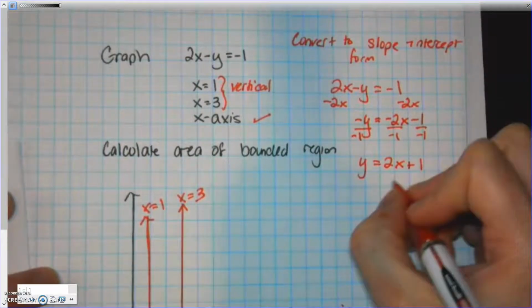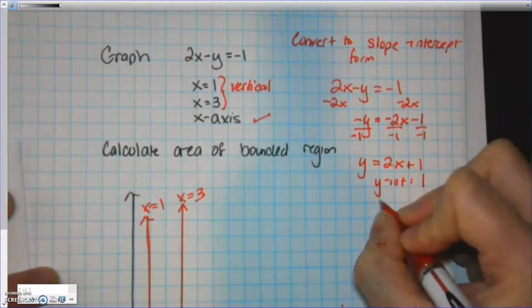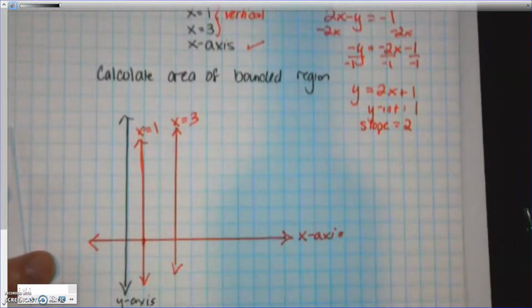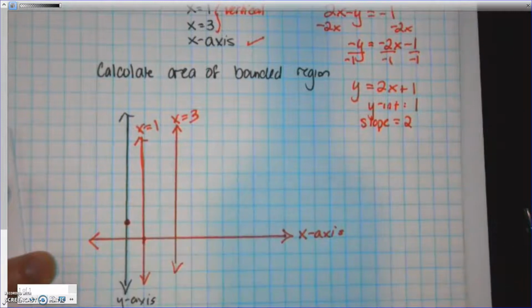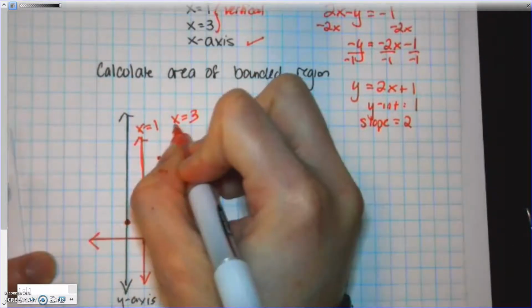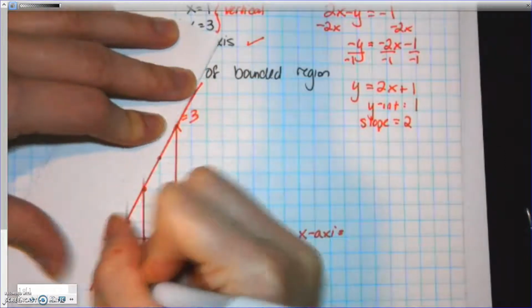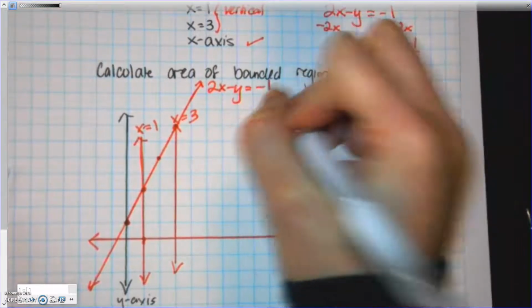So when I'm graphing this, I know that my y-intercept is 1, and my slope is 2. So I'm going to go to my graph, I'm going to go to a y-intercept of 1, and then up 2, over 1, up 2, over 1, up 2, over 1. And that is my line. So that is the 2x minus y equals negative 1 line.